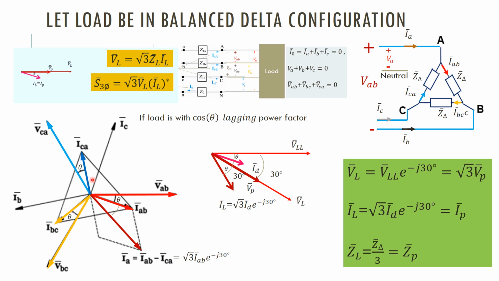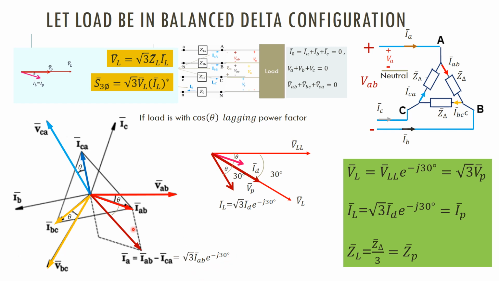Then we know ICA, and we have to construct IAC. So we construct a parallelogram in this way, and we find IAB. You know that this IAB and IAC are equal and apart by 60 degrees between them, right? The angle between them is 60 degrees. So IA is equal to root 3 times IAB into e to the power minus j30.